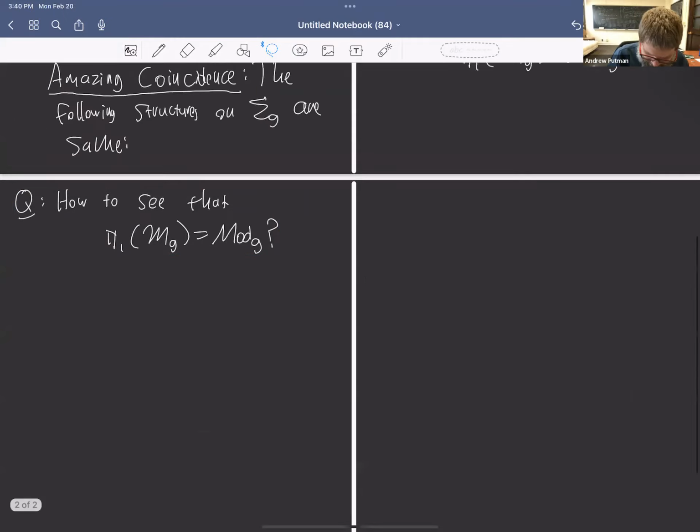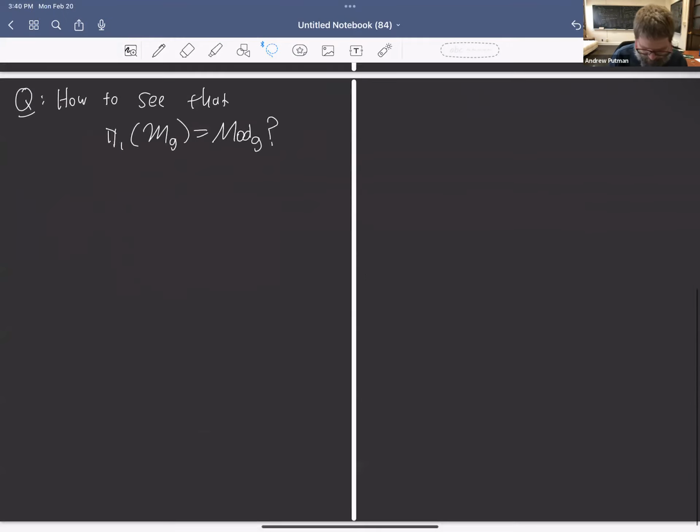Okay, so how can we see that the fundamental group of M_g, of this space that parameterizes Riemann surface structures or hyperbolic metrics on my surface Sigma_g, what does that have to do with the mapping class group, with diffeomorphisms modulo isotopy? The answer for this is that we have what's called a universal curve.